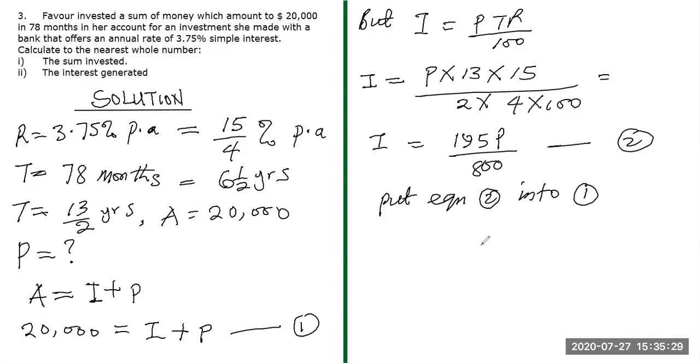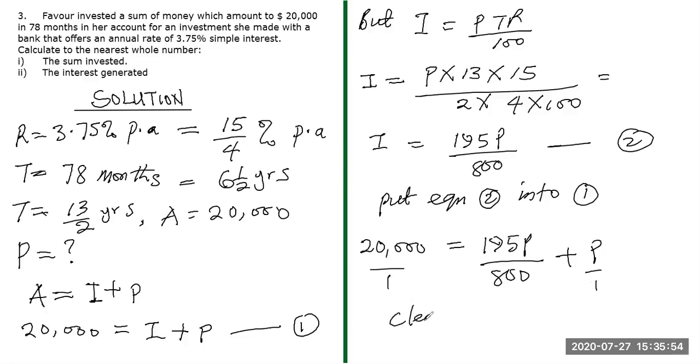And when we do that, what's our equation 1? Look at it here. We say 20,000 equals, instead of I now, we put 195p over 800 plus p. What do we do at this point? This is a fractional equation, so we clear the fraction by the LCD. Multiply both sides by 800. What we mean by clearing of fraction is converting a fractional equation to a whole number equation. So we multiply both sides by 800.